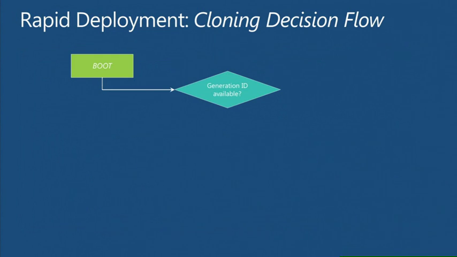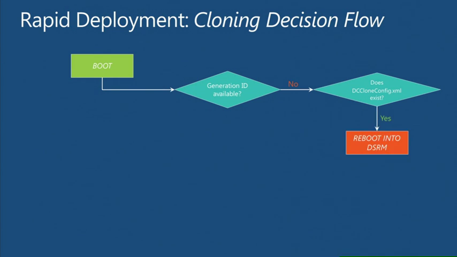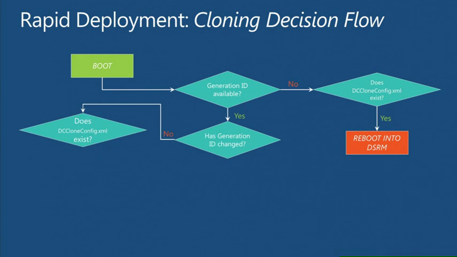Now, this is one interesting flowchart: when we boot up, we look to see if the generation ID is available. If it's no, which means potentially this is on a platform that does not support VM generation ID, and I still found a potential DC clone config file, we don't allow it, so we boot it up into DSRM mode. Similarly, if yes, it is available, has the generation ID changed? No, all right, because it's still running.